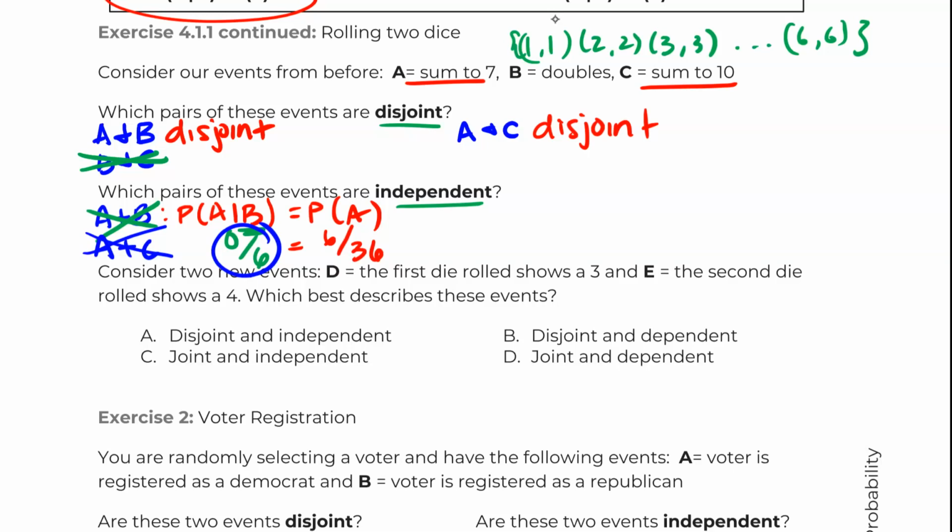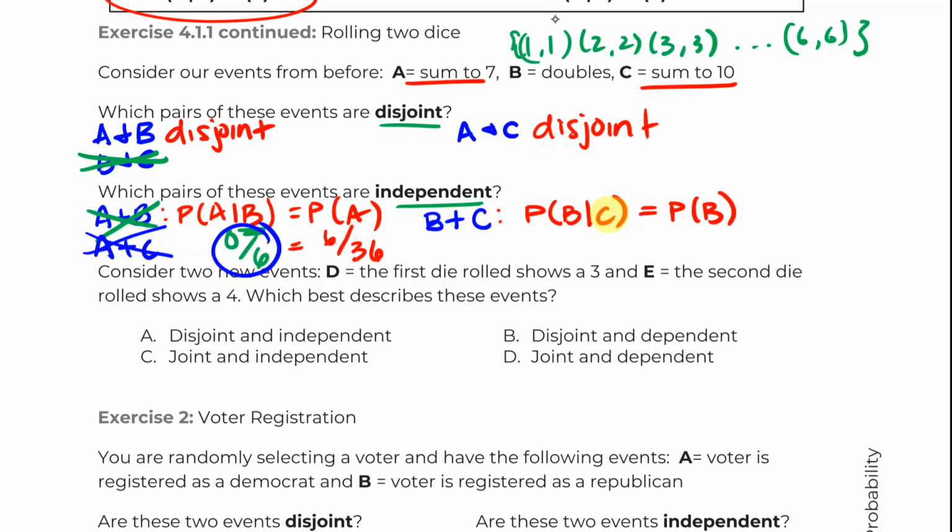So neither of those are independent. So the only one we really need to check is B and C, the one that failed to be disjoint. All right, so we're going to use that same test that we just saw. Probability of B given C is equal to the probability of B. Essentially, knowing C hasn't given me any new information about whether or not B will happen.